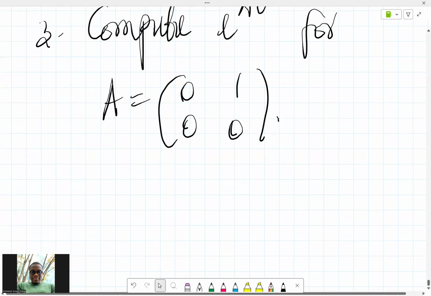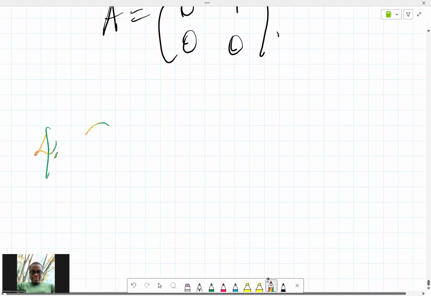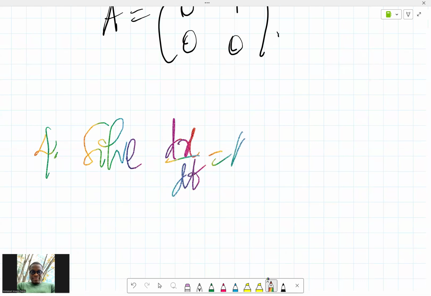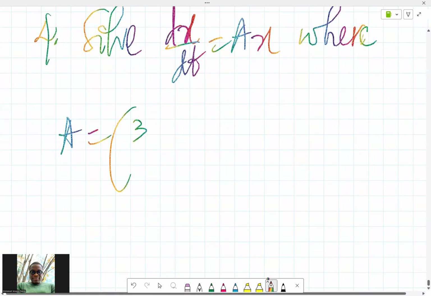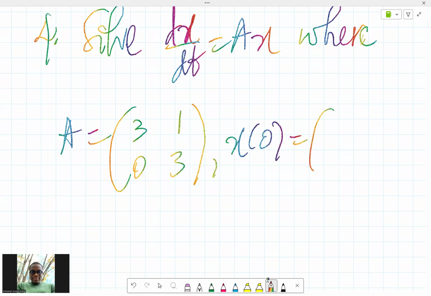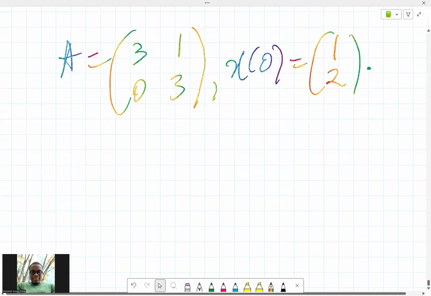What else? Then let's say four now. Four, solve dx/dt equals Ax, where A is 3, 0, 1, 3 and x of 0 is 1, 2. Okay, that's like the initial condition or something like that.